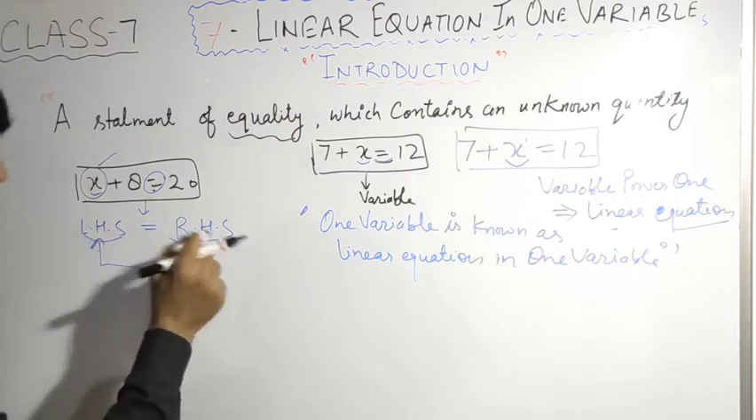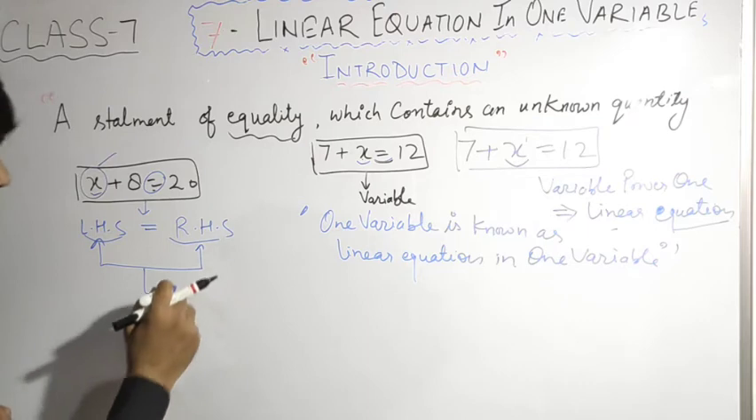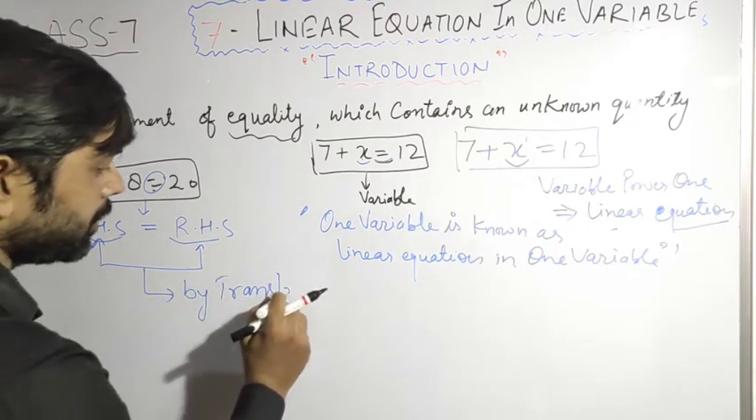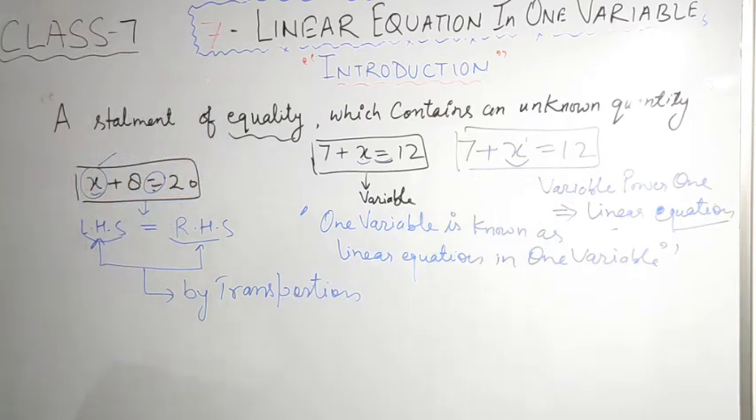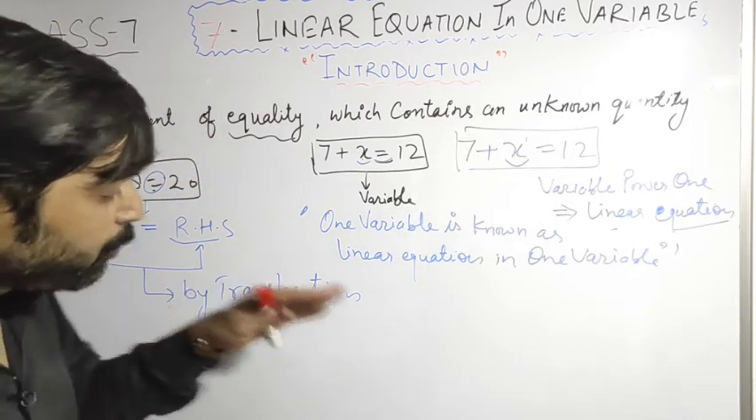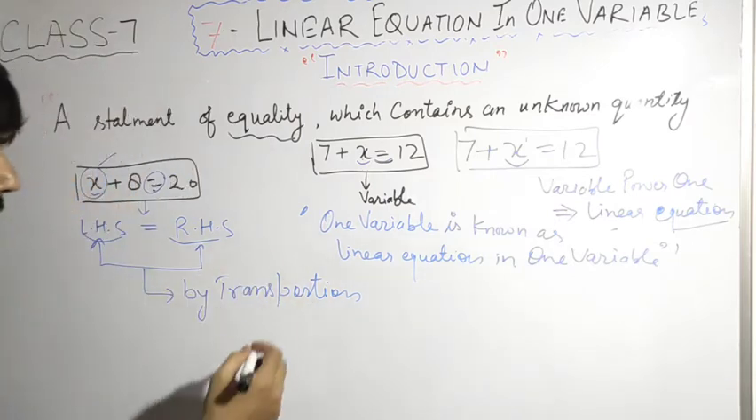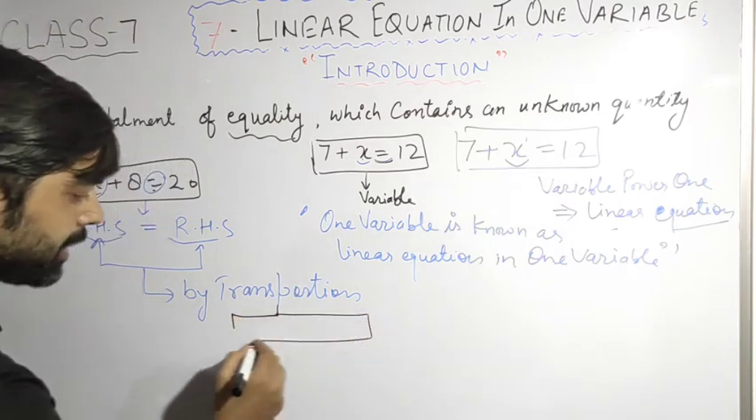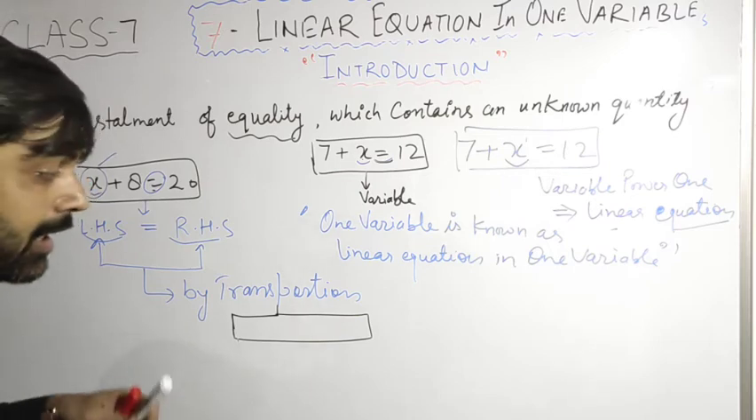Equal. LHS and RHS. If the sides are not equal, then we make them equal by the transposition method. By the transposition method, by the transport method. And what is the method of this? In this method, we solve by changing the sign. How does this method solve? By changing the sign, left to right.